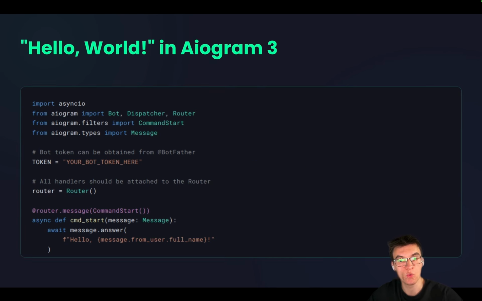Let's take a look at the Hello World example in Aiogram 3. We start by creating a simple router object. Then we register the handler using the command start. This filter is part of the Aiogram internal shared vocabulary. It is a common, intuitive way to define command-based handlers. Inside this handler, we simply call message answer and greet the user using their full name. This is the simplest possible example of showing how the routing and basic handlers work.